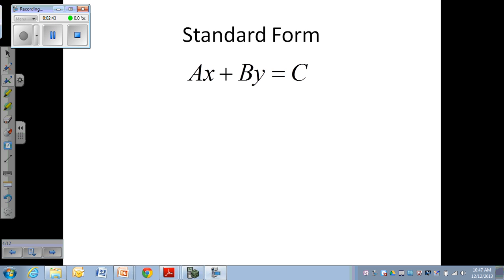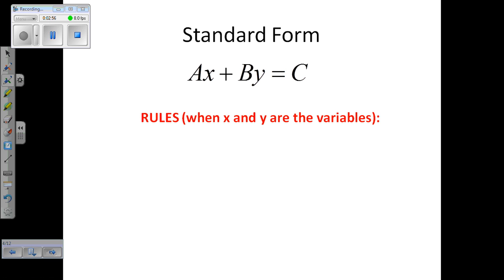There are rules because we want everybody's standard form equation to look the same. So these rules will limit what we can have in our standard form, so that if I write the standard form of the equation and you write it, it will look the same. So here are the rules. A and B cannot both be 0.